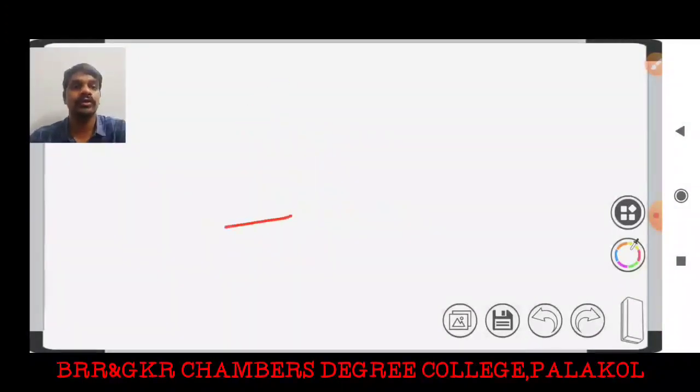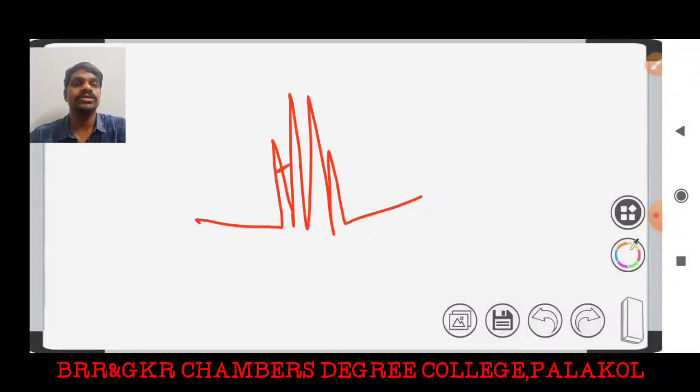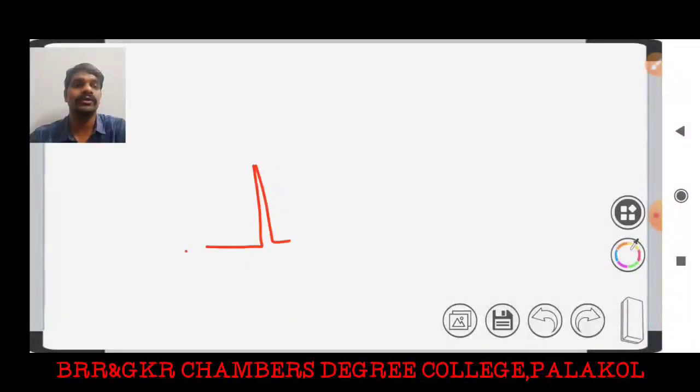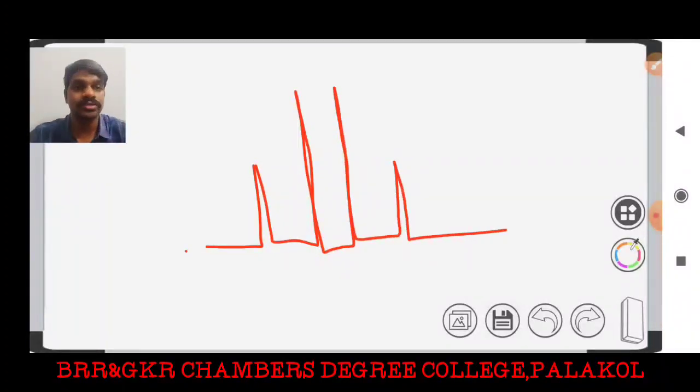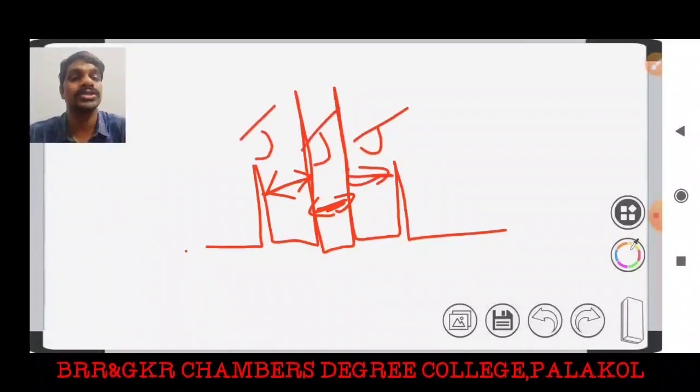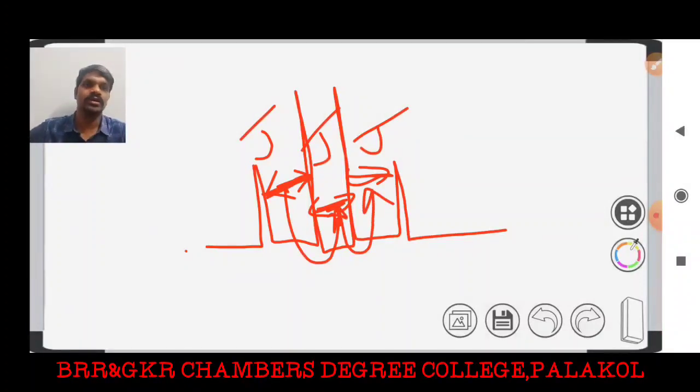Or for example, if you take a quadret, the distance between these two peaks, sorry, I have drawn it this way for our explanation, students. Actually the distance in a quadret is not like this. The distance between these two signals, or these two signals, or these two signals is nothing but J. The distance between these two signals is exactly equal to the distance between these two, and exactly equal to the distance between these two signals. It is called the coupling constant.